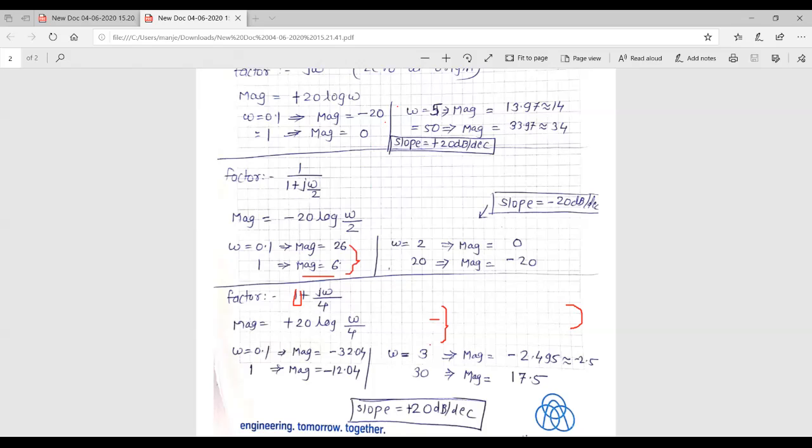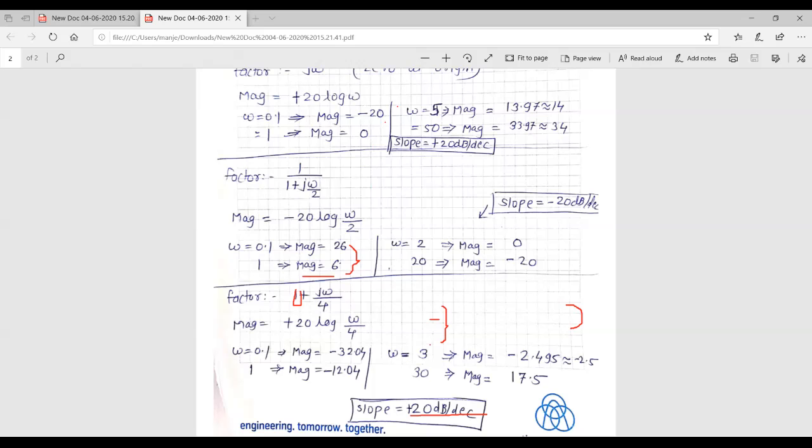If you consider a factor in numerator, that is 1 plus j omega by 4, plus 20 log omega by 4. Now if you consider the decades, you will find the slope changed to plus 20 dB per decade. Okay, I'll share these sheets with you. You can check out later on also. So the conclusion is, please do not forget that per decade, because our reference is the magnitude change in 1 decade. That is why slope contribution per decade for a factor in numerator is plus 20 dB per decade, and for a factor in denominator minus 20 dB per decade.